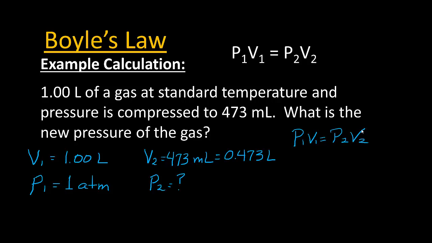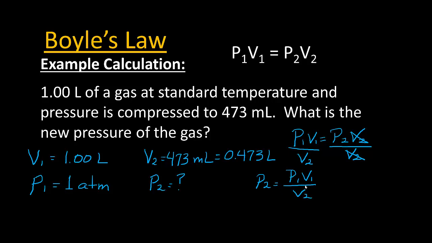In order to move this V2 over to the other side of the equation and leave us with P2, which is what we want, I need to look and see what operation is between the two. And since they are multiplied together, I need to do the opposite, and I need to divide. So I'm going to divide both sides by V2. V2 divided by V2 cancels, they go away, and I'm left with P2. So my formula is P2 is equal to P1 V1 divided by V2.